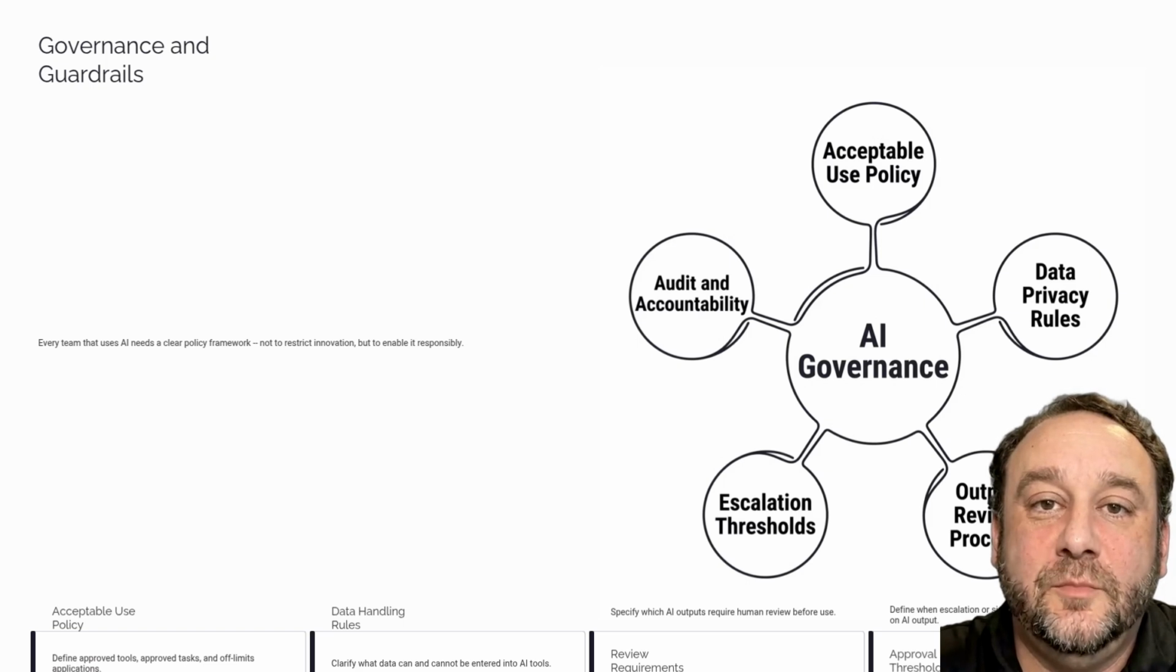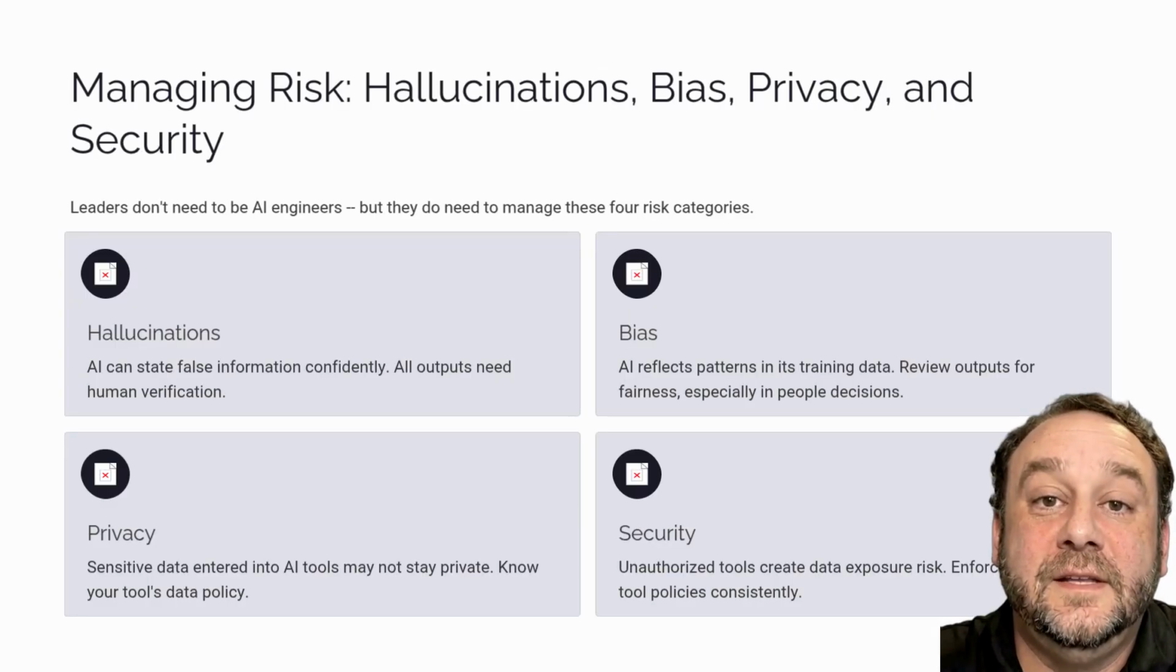Good governance should support adoption, not block it. The goal is not to create fear. The goal is to create confidence. When people understand the boundaries, they are more likely to use AI in a responsible and productive way. Clear rules reduce confusion and build trust. Leaders do not need to become experts in AI risk, but they do need to understand the main categories.